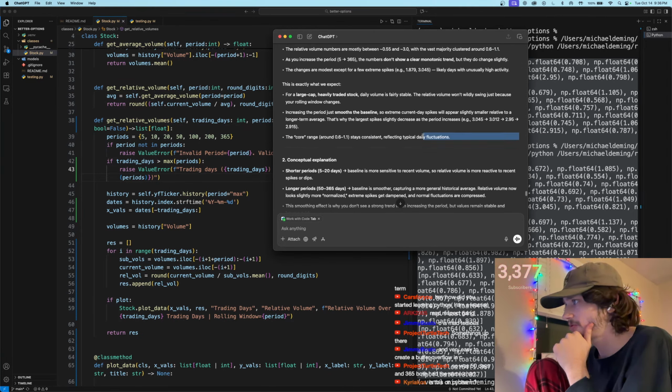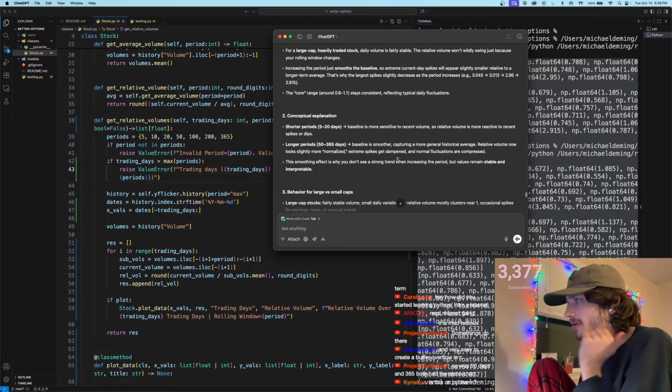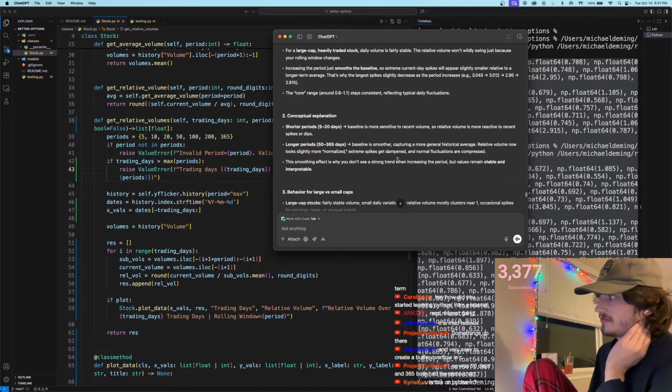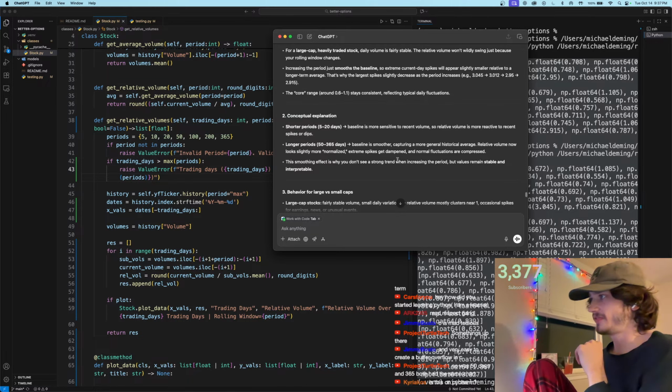The core range is around here. Shorter periods, 5 to 20 days: the baseline is more sensitive to recent volume, right? So relative volume is more reactive to recent spikes or dips. Longer periods, 50 to 365: the baseline is smoother, capturing a more general historical average. Relative volume now looks slightly more normalized. Extreme spikes get dampened, and normal fluctuations are compressed. This smoothing effect is why you don't see a strong trend when increasing the period, but values remain stable and interpretable.